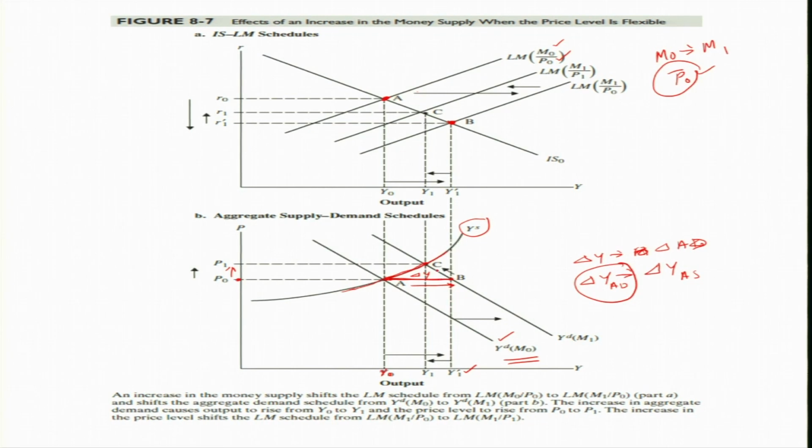So when the price level increases from P naught to P1, the real money supply decreases, and with the real money supply decreasing, the LM curve shifts leftward. The money supply is the new money supply M1, which has not changed and remains the same now, but the price level has increased. This is nothing but the curve shifting from right to left. That means the new equilibrium position is going to be C.